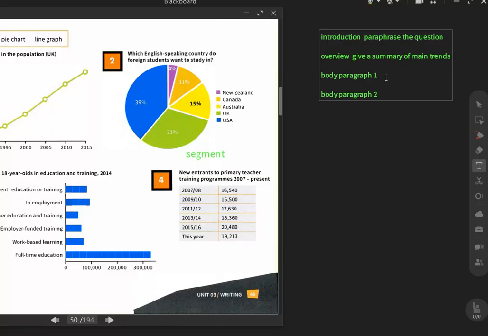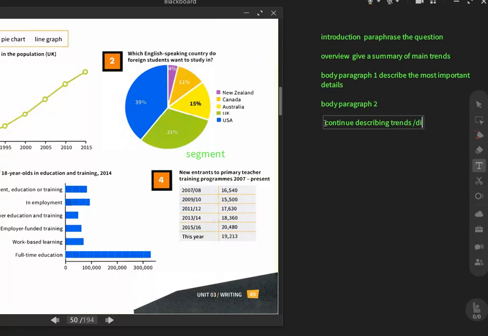So you should describe the most important details or features. So numbers, comparison. And of course, body paragraph 2: just continue describing trends or differences. Okay, so this is about the structure of part 1.